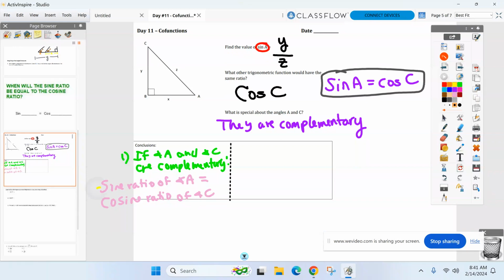These two right here, you can switch these two. We can say the cosine of A would be equal to the sine, so it can be switched. So just make a note that sine and cosine in this conclusion can be switched.